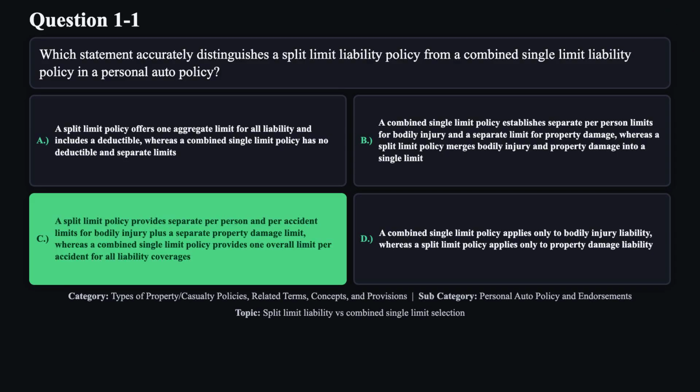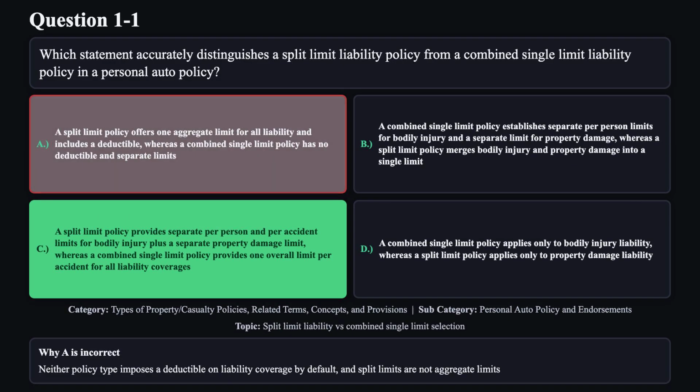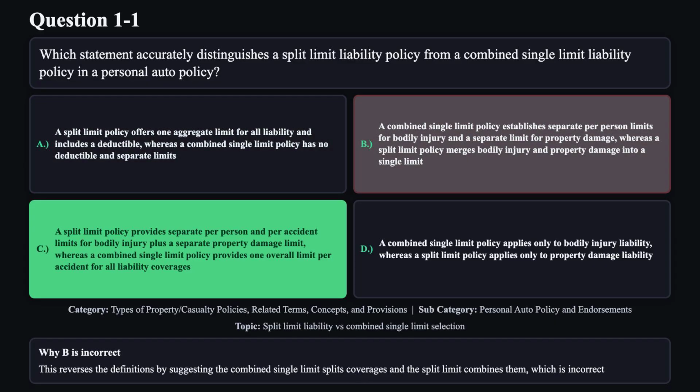The correct answer is C. The correct answer is that split limits specify separate caps for per person, per accident, and property damage, while a combined single limit merges all liability coverages under one per accident limit. Reason A is not correct. Neither policy type imposes a deductible on liability coverage by default, and split limits are not aggregate limits. Reason B is not correct. This reverses the definitions by suggesting the combined single limit splits coverages and the split limit combines them, which is incorrect.